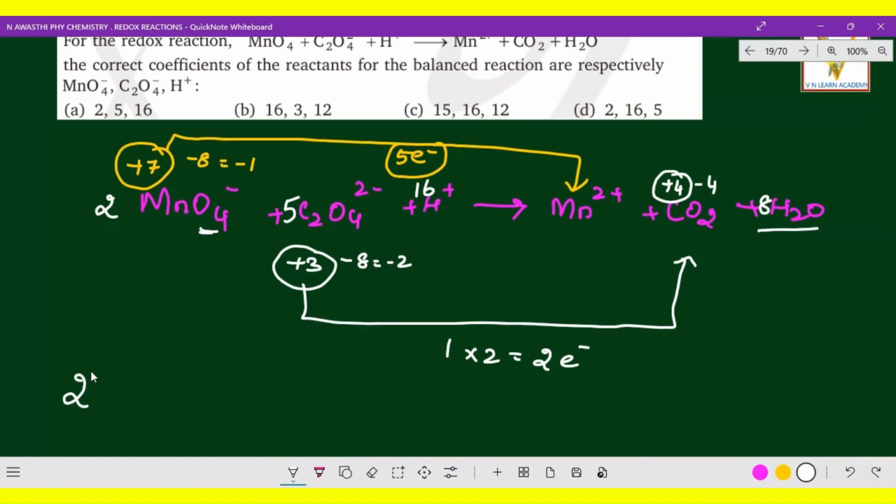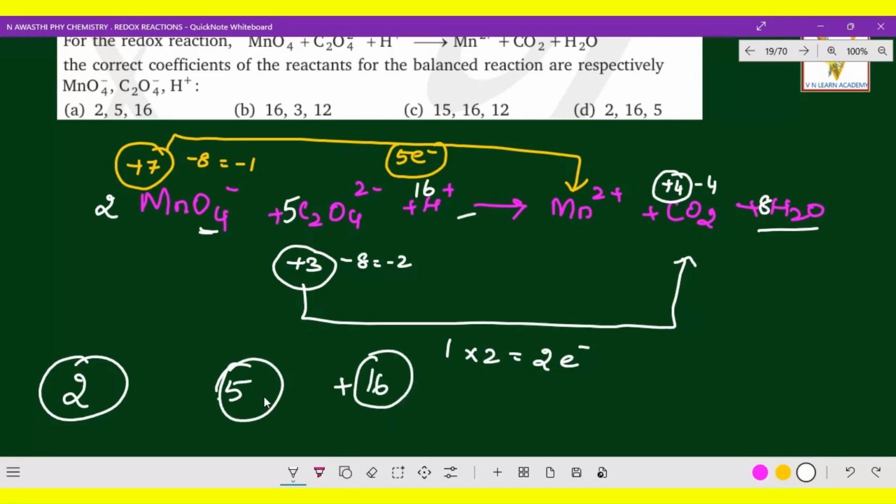So 2 MnO4 minus plus 5 C2O4 2 minus plus 16 H plus ion. So that means what is the coefficient? 2, 5, 16. So which is the correct option? 2, 5, 16. Option A is the correct option.